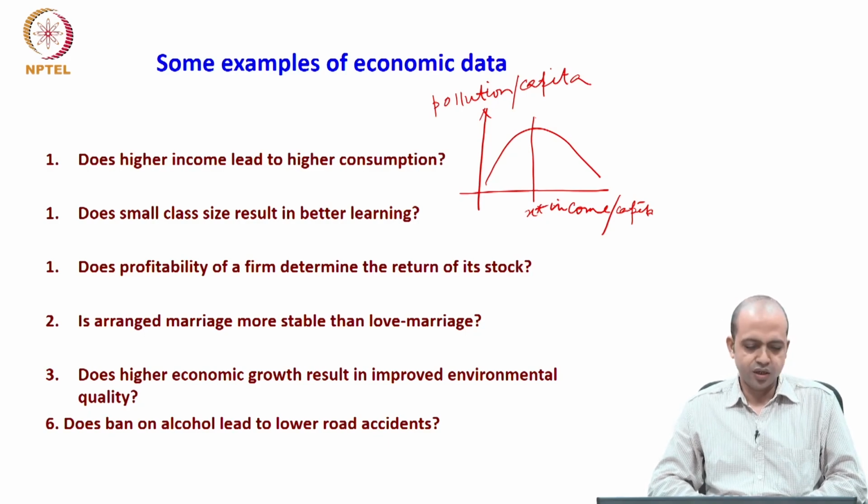Then lastly, we can answer that type of question also. What is the question we are trying to answer? Does a ban on alcohol lead to lower road accidents? Okay. So, when you ban alcohol, that is an economic decision making whether you will ban it or not, because banning alcohol involves some loss in government's revenue, right. So, government will lose that type of revenue by banning alcohol, and government will see whether banning alcohol is actually beneficial, if it actually leads to lower road accidents or not, right.